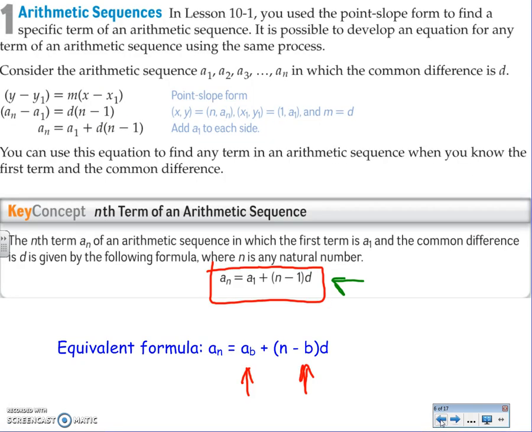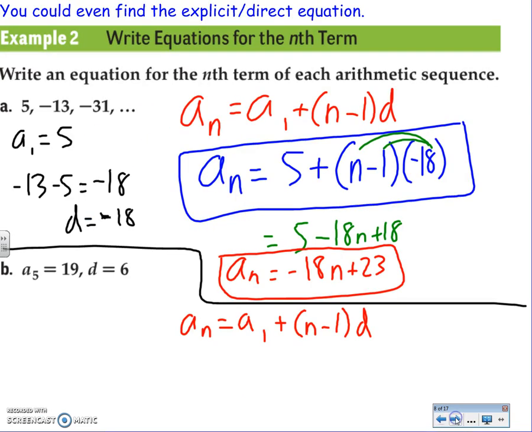The one down here where I use a sub b, and basically I change a1 to a b and change the 1 to b. So let's do that, make our life easier. We're going to use this other formula: a sub n is a sub 5 plus n minus 5 times d. So they gave us a sub 5. All I do is find d, or they gave us d as well.